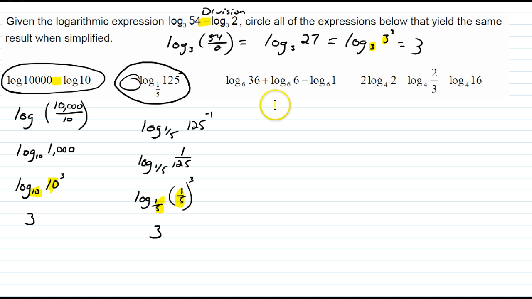All right, so now as we look at the next one, we're going to work left to right. As soon as you see the plus sign, you should think multiply. And so 36 times 6 gives us 216, minus log base 6 of 1.